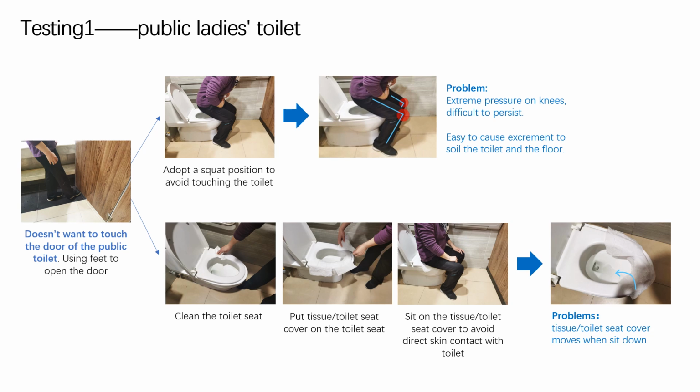The first one is the public daily toilet. It's a very general problem for many ladies. They don't want to touch anything in the toilet. They don't want to touch the door, the lock, the seat. So sometimes they just use their knees to support their body. It's very difficult to persist. And they use paper tissue to put on the seat before they sit down.